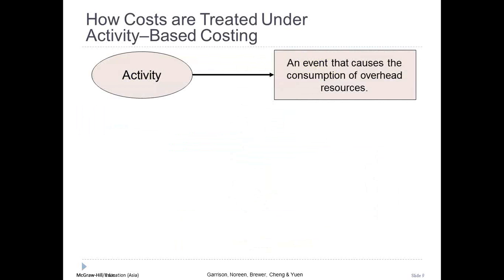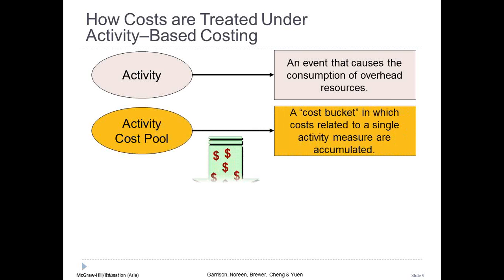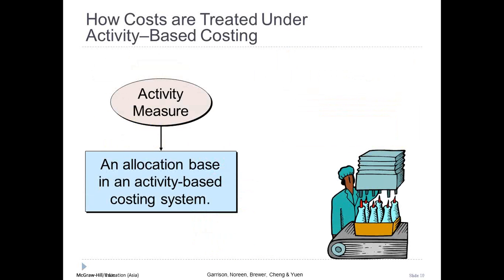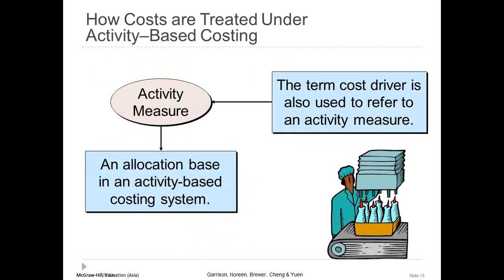An activity is an event that causes the consumption of overhead resources. An activity cost pool is a bucket in which costs are accumulated that relate to a single activity measure in an ABC system. An activity measure is an allocation base in an activity-based costing system. The term cost driver is also used to refer to an activity measure. The 2 most common types of activity measures are on the next slide.